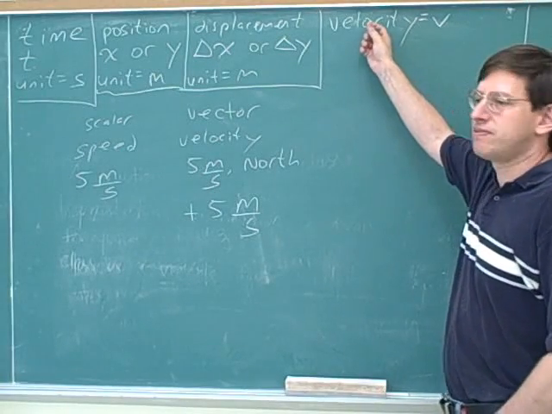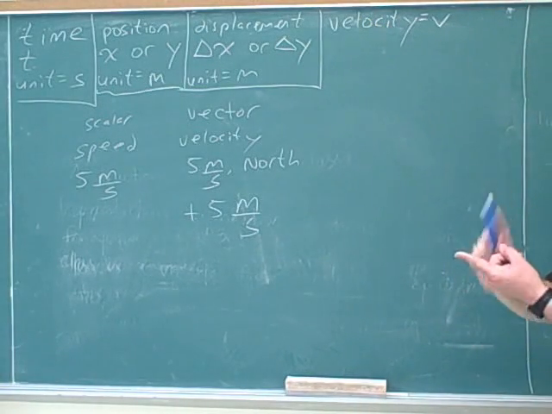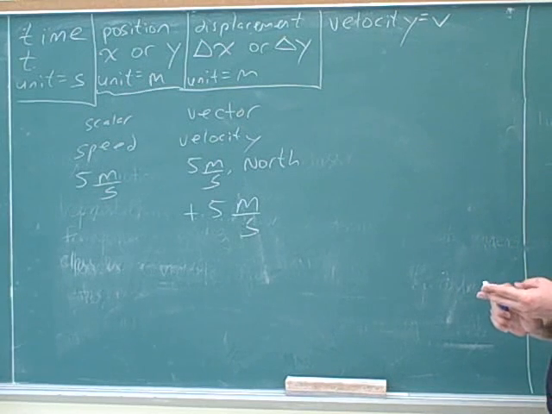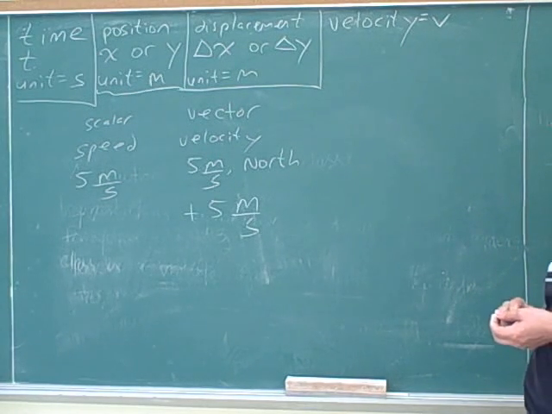We need to know that velocity is a vector, so it tells us both how fast you're going and which way you're going, both speed and direction.